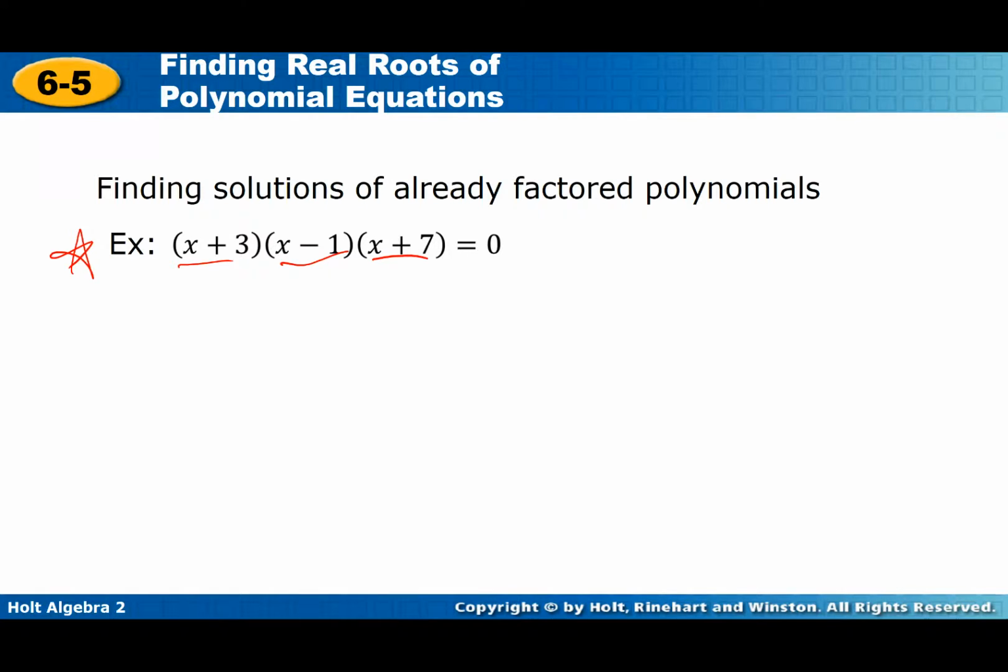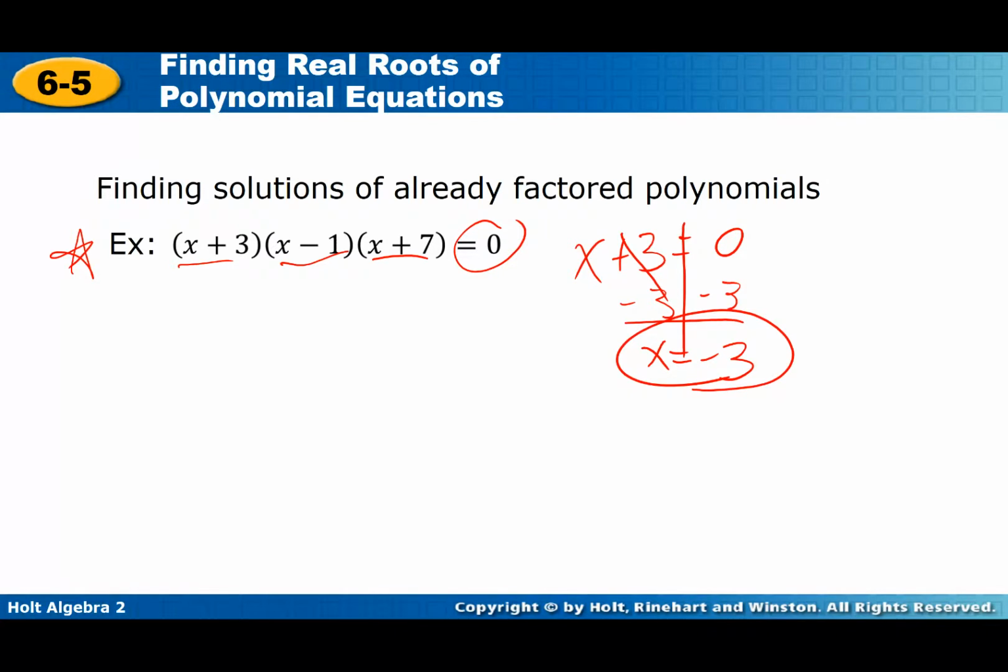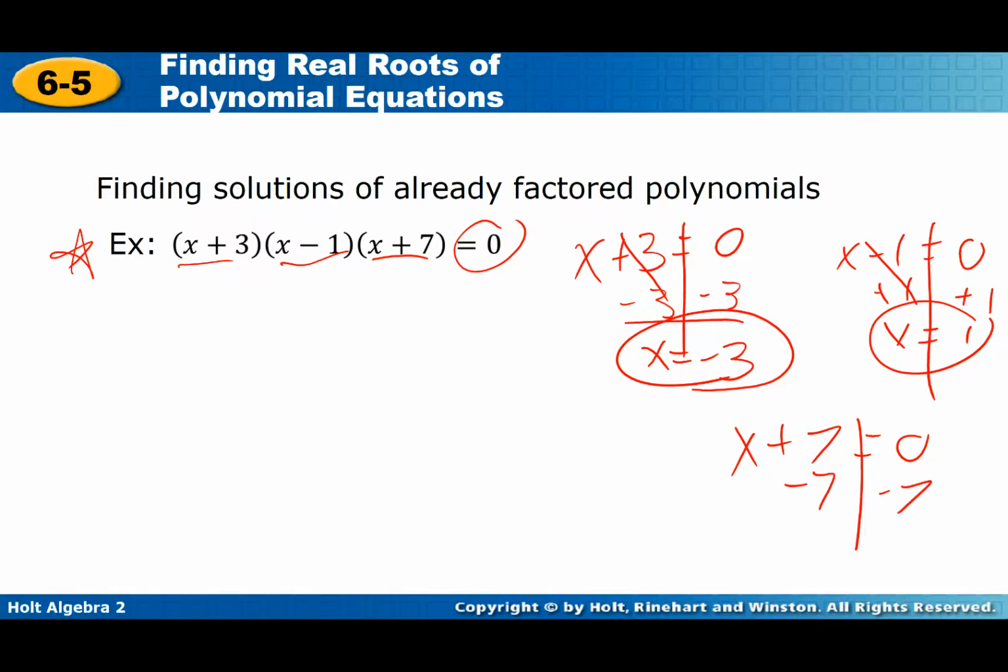Once it's already factored, it's pretty easy because each of these is set equal to 0. You want to know the x value that crosses the x-axis when y is 0, so you take each factor and set it equal to 0 to solve. Take x plus 3, set it equal to 0, and solve for x: it crosses at -3. For x minus 1 equal to 0, you add 1 to both sides, and x equals 1. For x plus 7 equals 0, subtracting 7 on both sides, x equals -7.